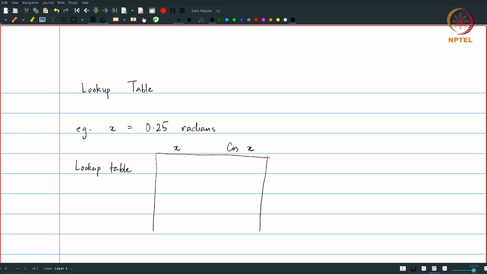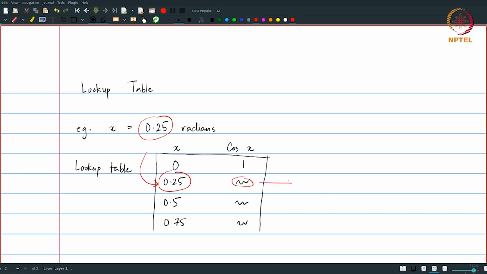So in other words, when x is equal to 0 radians, cosine x will be equal to 1. When x is equal to 0.25 radians, it will have some value. For 0.5 radians, it will have another value. For 0.75 radians, it will have another value, and so on. Which means that when I get the value of x, 0.25, I just go look it up over here and say this is the output.